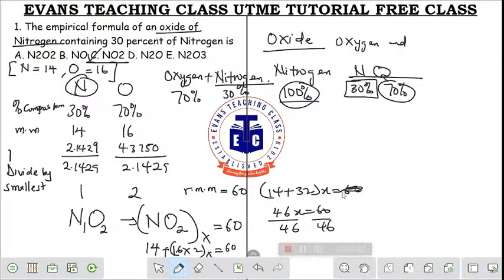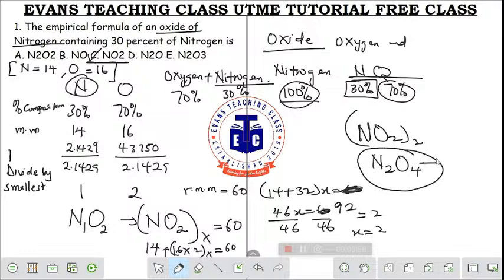Don't let me use 60. Let me use something like 92. So 92 divided by 46, we have 2. So our X is 2, right? So we now bring it there, and we now become N2O4. Do you get now? So that's how to find a molecular formula.